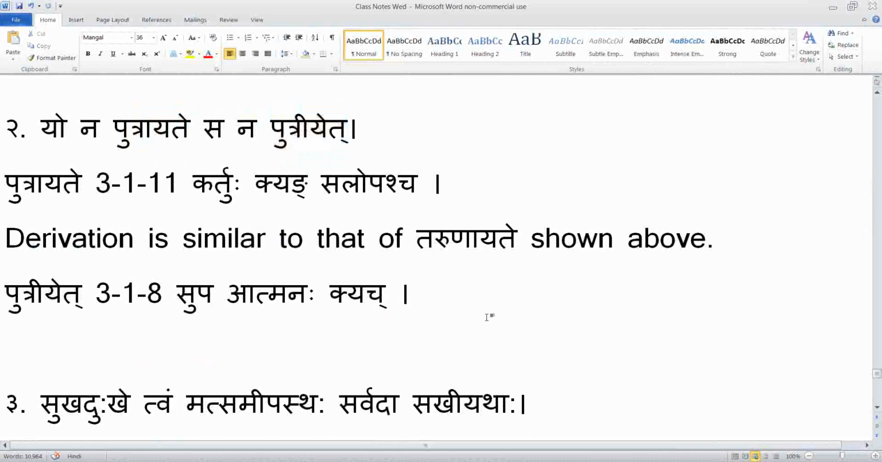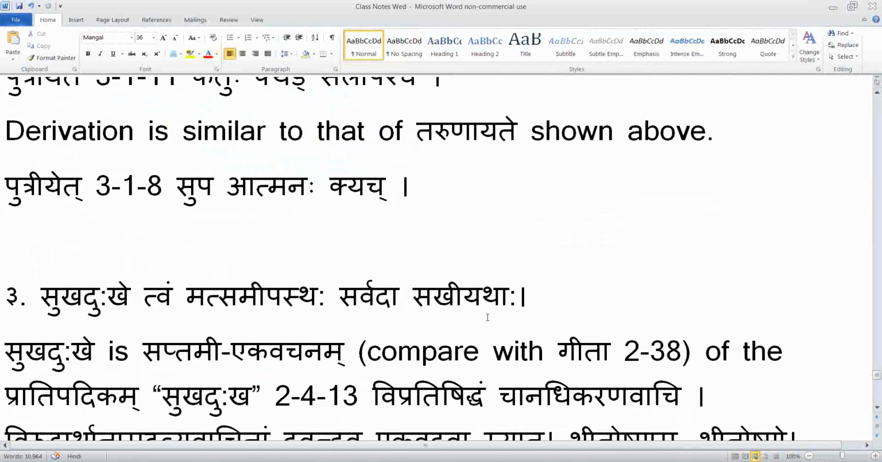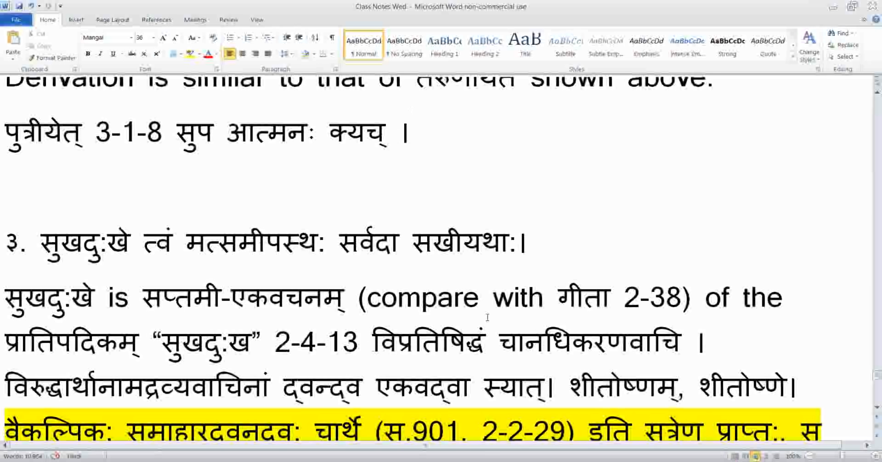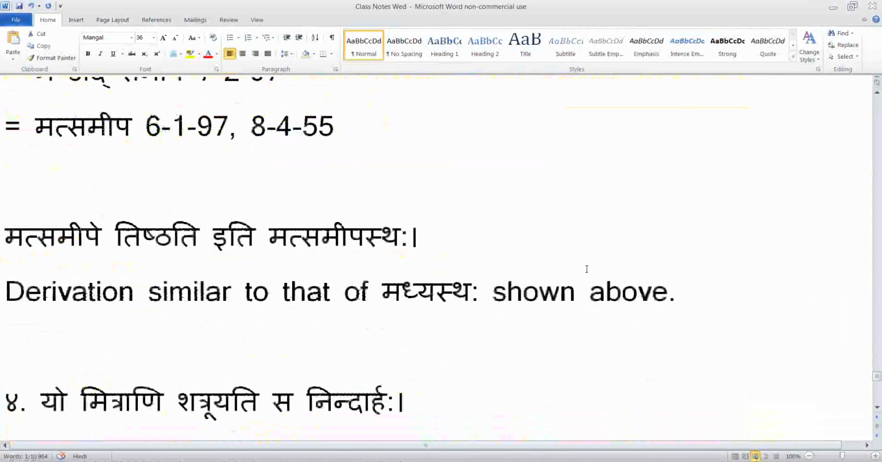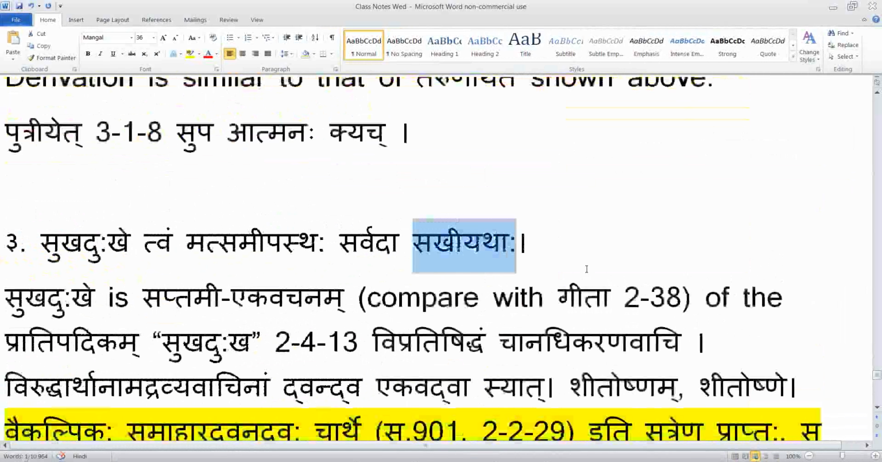Okay. Sukha dukkhe tam mat samipasthaha sarvada sakhiyathaha. So sakhiyathaha. Let's look at this one. Sakha iva acharati. I should have it down here. Masamipa tishtati. Okay, so this is the same thing, where you look at the ending, the atmanepadam ending. Sakhiyathaha. So sakha iva acharati.